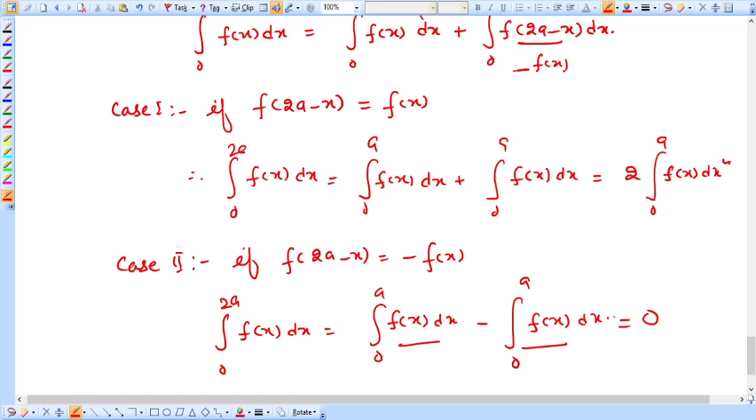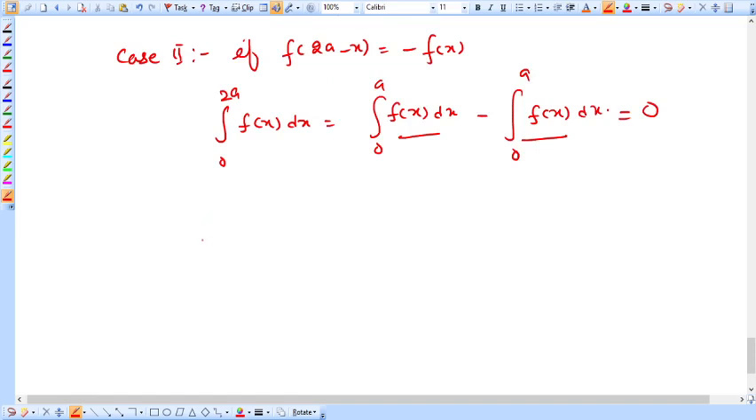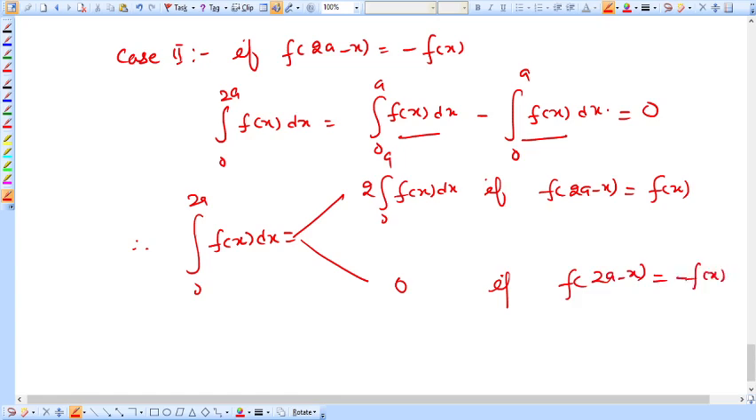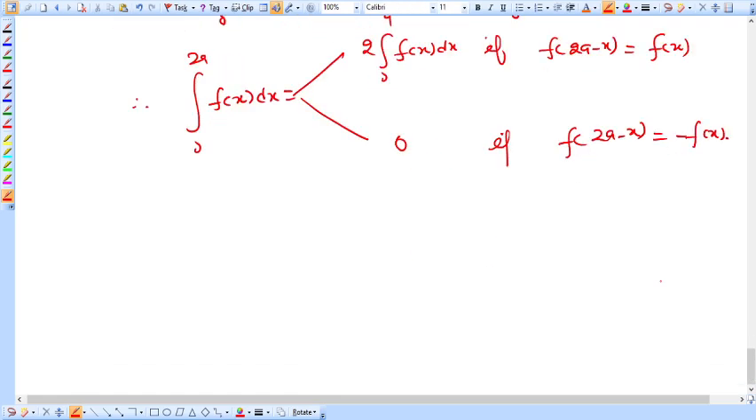Okay, so therefore we can write it one more time. Therefore 0 to 2a f of x dx, it is equal to twice of 0 to a f of x dx if f of 2a minus x is equal to f of x, and it is equal to 0 if f of 2a minus x is equal to minus of f of x.